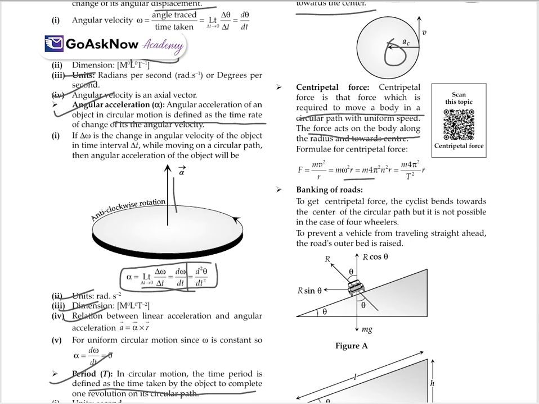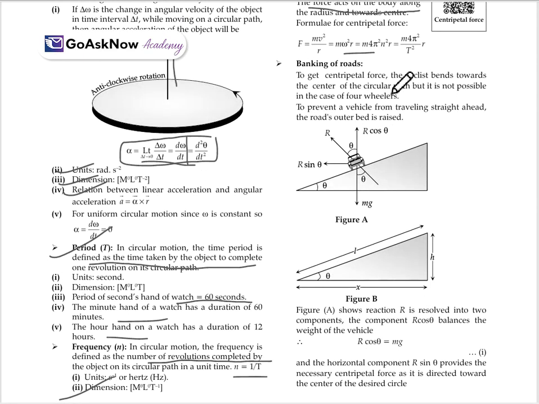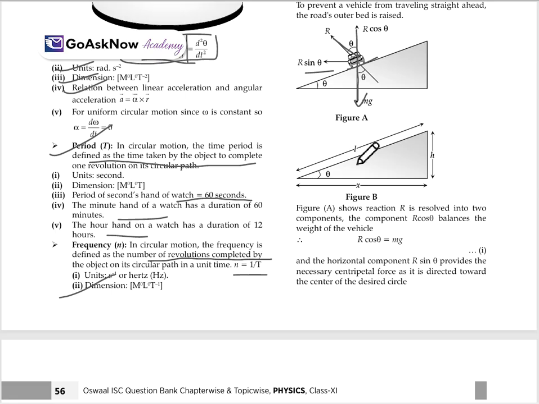Now, banking of roads. To get the centripetal force, a cyclist leans towards the center of the circular path, which is not possible in the case of four-wheelers. To prevent a vehicle from travelling straight ahead, the outer edge of the road is raised. This is the resultant force R on the vehicle, and then mg is the weight. Another angle, two components R cos theta and R sin theta. The angle made is theta. Okay, so two figures are there, with length L, distance S and height H.